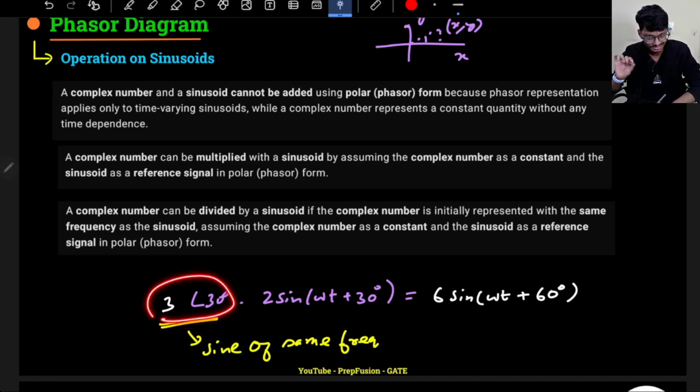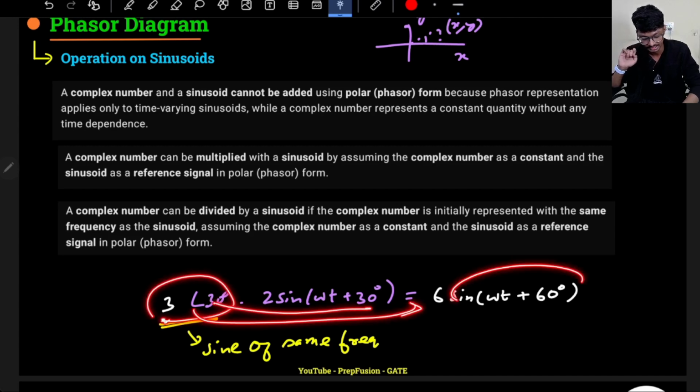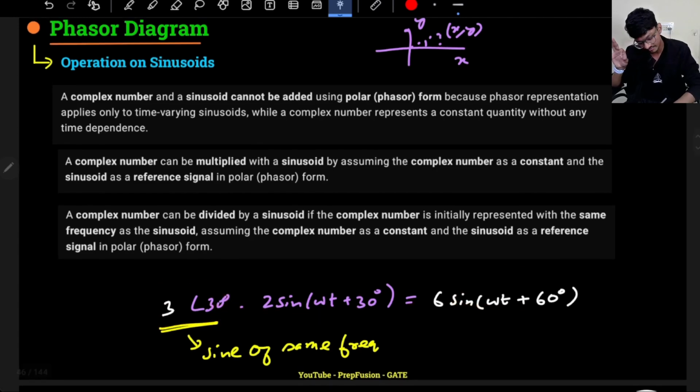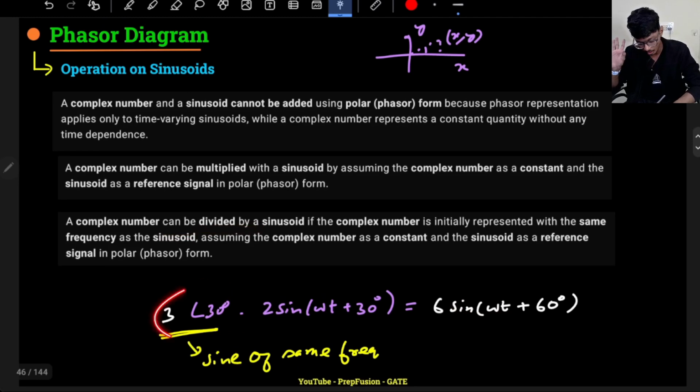So what I was saying is, given that you know this is a sinusoid of the same frequency, then you can do the multiplication, simply do the angle addition. And division also you can do, given that you know that the complex number came from a sinusoid. It is not a constant complex number. Given that you know this information, then you can do it.